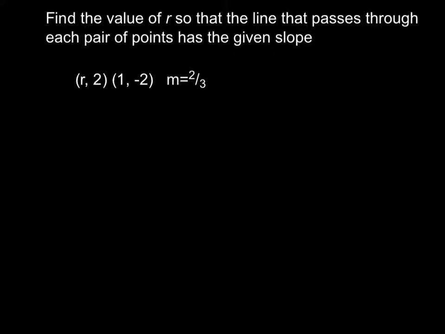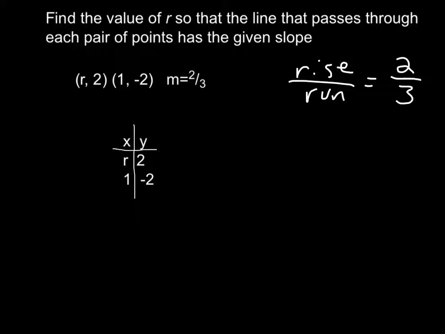Questions 7 and 8 ask us to find the value of r so that the line that passes through each pair of points has the given slope. For question 7, the slope is 2/3. So we know that rise over run equals 2 divided by 3. How do we figure out the rise over run?